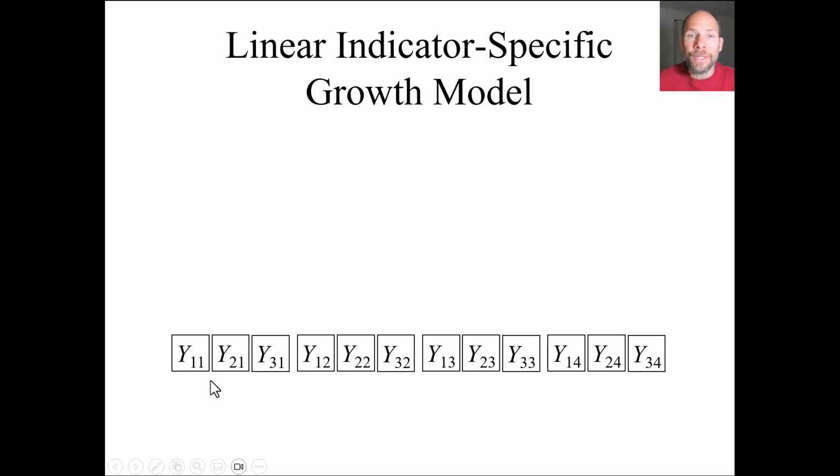So for example, 3 different anxiety scales or 3 different items for measuring anxiety at each time point. So here Y11, Y21, and Y31 indicate 3 different indicators of anxiety at time 1, and then Y12, Y22, and Y32 indicate the same indicators measured again at time point 2. And then again, we have the same indicators at time point 3 and time point 4.